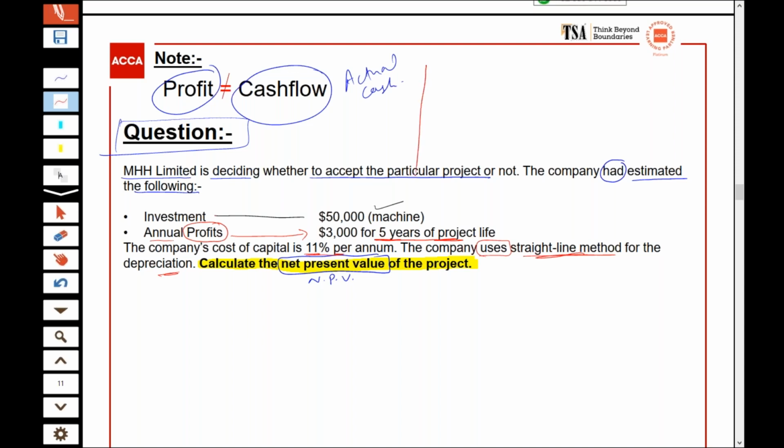Now see that depreciation. Depreciation is a non-cash expense. Agreed? What's the depreciation? That's 50,000 divided by 5 years, isn't it? We calculate the depreciation like that, cost upon useful life. 50,000 divided by 5, that is $10,000 per year. This is the depreciation.